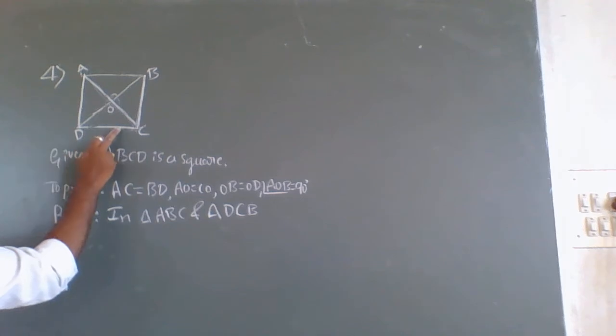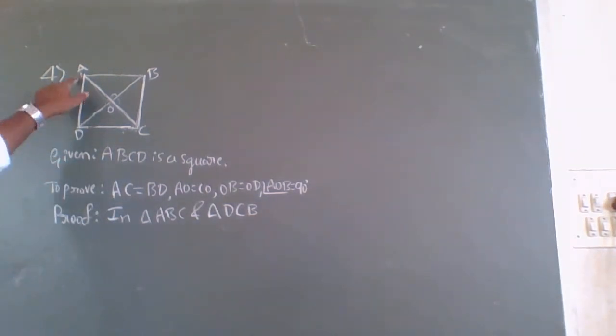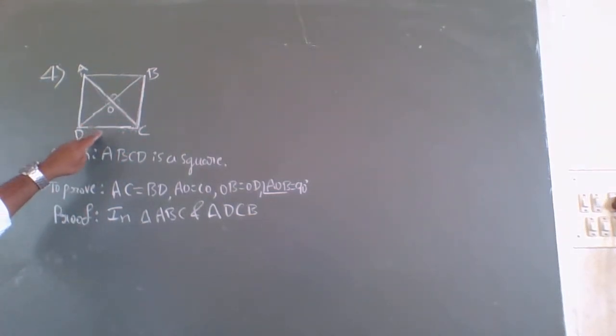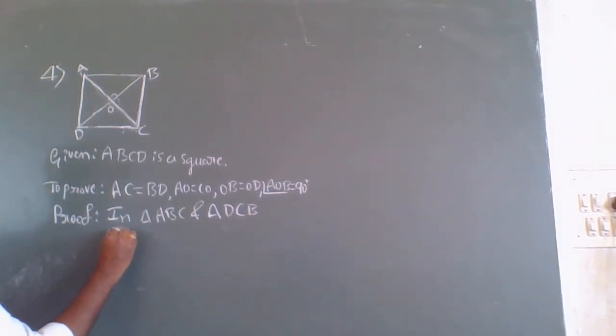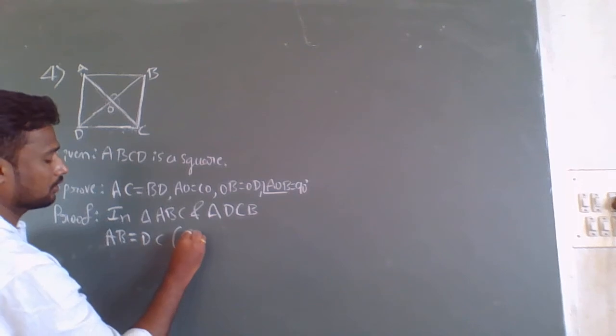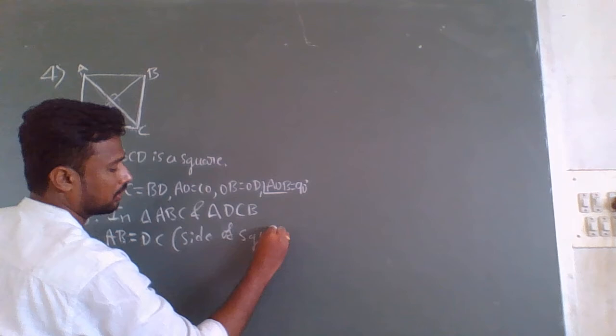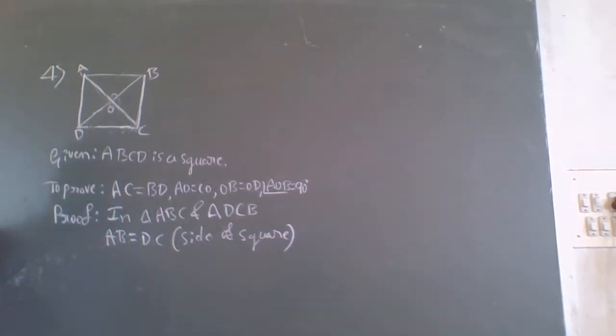So now consider triangle ABC and DCB, these two triangles. Here we know that AB is equal to DC, because the sides of a square are equal. Therefore, here we can write AB is equal to DC because sides of square are equal.